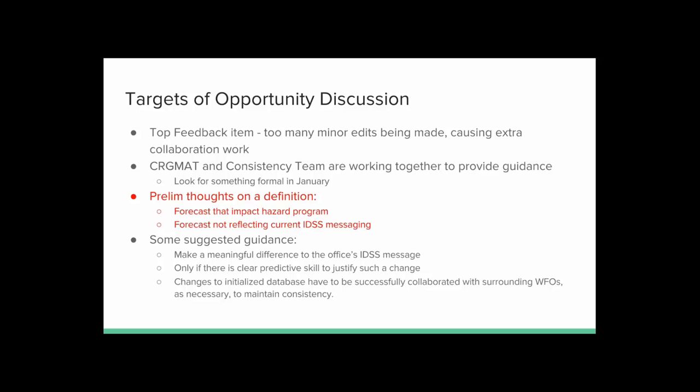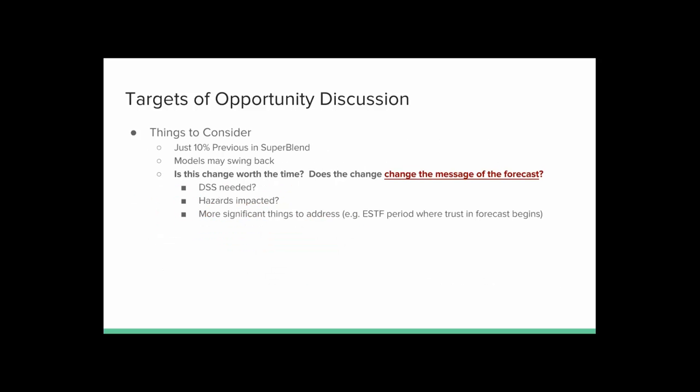We don't want to go through each grid just to touch it or to make a change on it. Just target those areas that are big for changing your messaging. Again, that's a change, and expect to see more on this when the consistency team provides it in January. Things to consider when making changes: 10% of your forecast right now is in SuperBlend, so the next shift may not see much of that change.